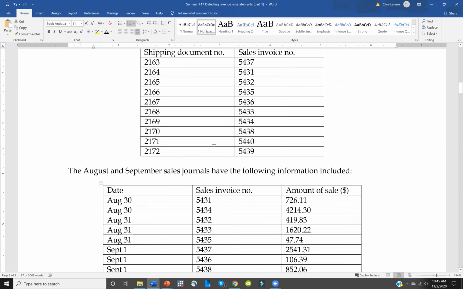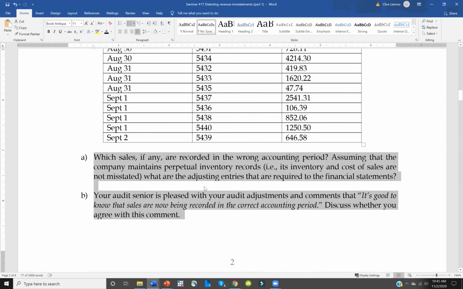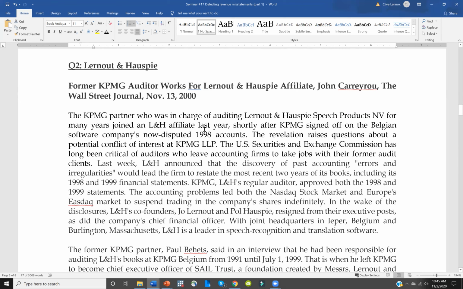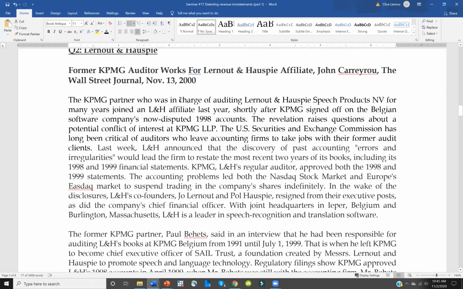And so first of all, you have to identify what the misstatement is, and then you also have to comment on the following statement from your supervisor who says, it's good to know that sales are now being recorded in the correct accounting period. Right? So after you've made your adjustment, is it necessarily the case that that statement is true? Okay, so do you agree with this comment? So that's question 1. Question 2 is the Learnout and Houseby case.